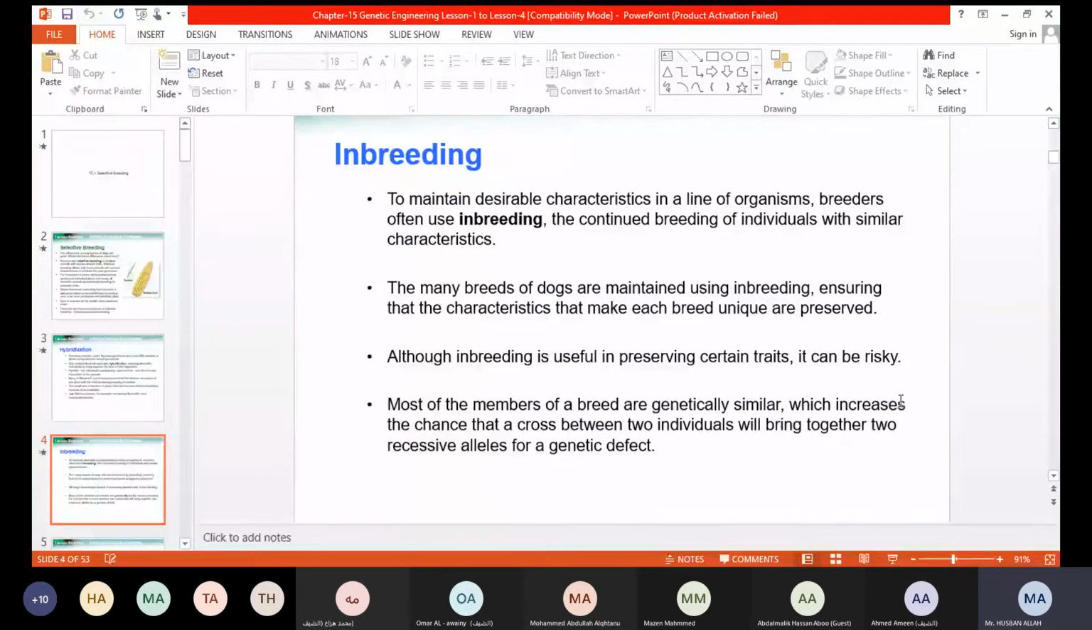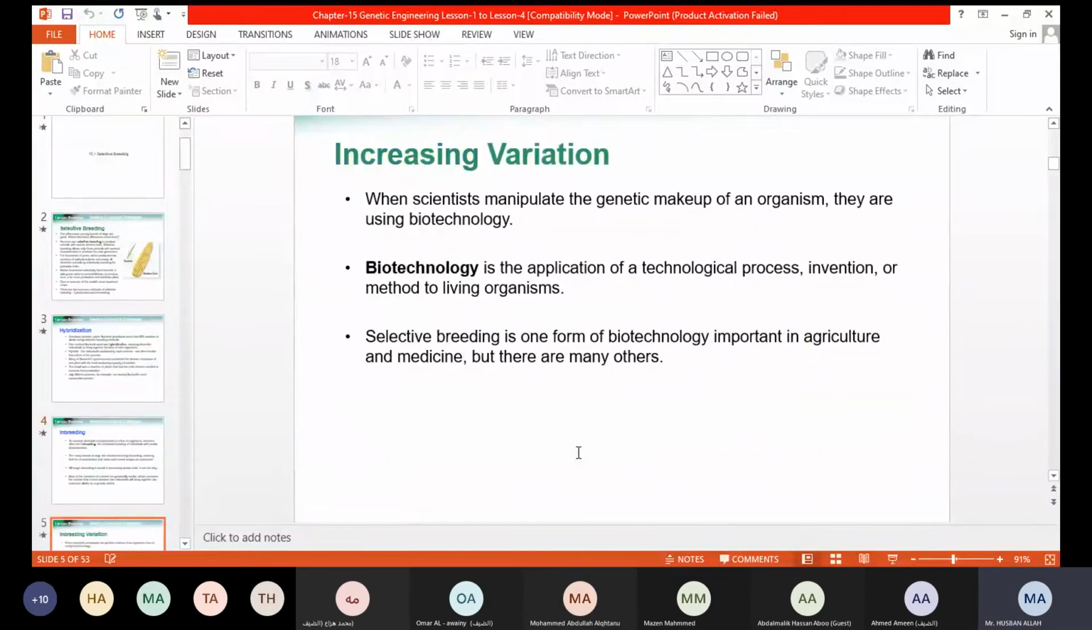Which increases the chance that a cross between two individuals will bring together two recessive alleles for genetic defects. So if they are the same and they breed together, it will lead to genetic defects, right? It will lead to a genetic mutation, which will later be a problem for that organism, and it will suffer from diseases, right? Another thing is that there will be less resistance to diseases.